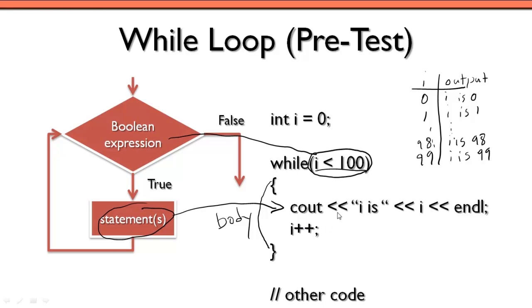We would increment I one more time, so we'd increment I to 100, but this time whenever we come back and execute this statement here, we'd find out that 100 is not less than 100, and so we would not output this statement anymore. So it would result in us actually executing the body of this while loop 100 times. The first time we would output I is 0, and the last time we would output I is 99.